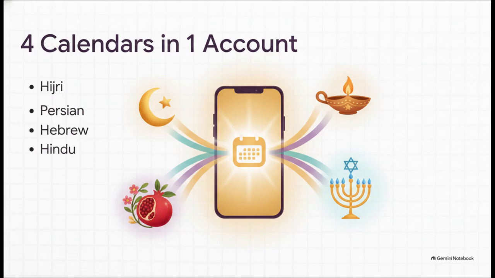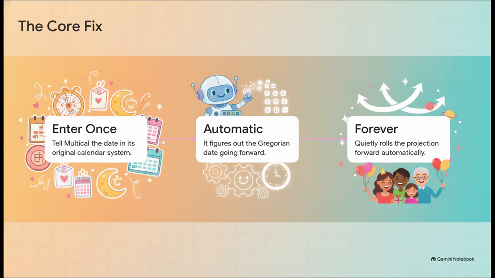It honors the way our modern diverse lives actually look, without forcing you to do complicated math or bounce between apps. This brings us to the core promise, and it is radical in its simplicity. You tell Multical a date exactly once in whichever calendar system it actually belongs to. Say it's a birthday in the Hindu calendar. You just enter it as that. That's it. You're completely done. Multical then automatically figures out what standard date that corresponds to correctly every single year going forward for decades. It projects the correct date forever.